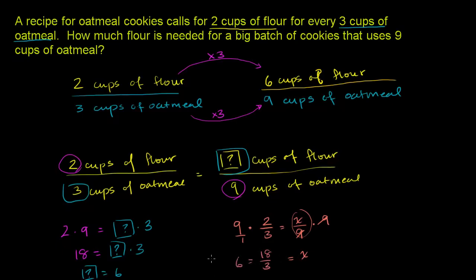So these are all legitimate ways to do it. I want you to understand that what I'm doing right here is algebra. That's actually the reasoning why cross multiplication works. But for a really simple problem like this, you could really just use common sense. If you're increasing the cups of oatmeal by a factor of 3, then increase the cups of flour by a factor of 3.